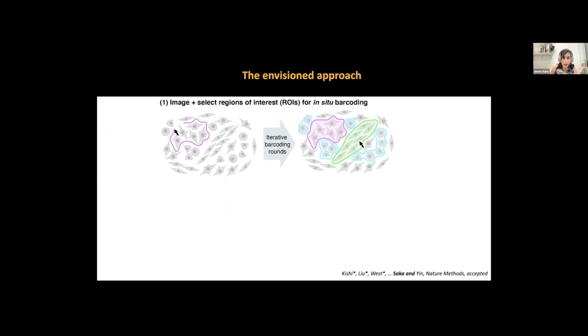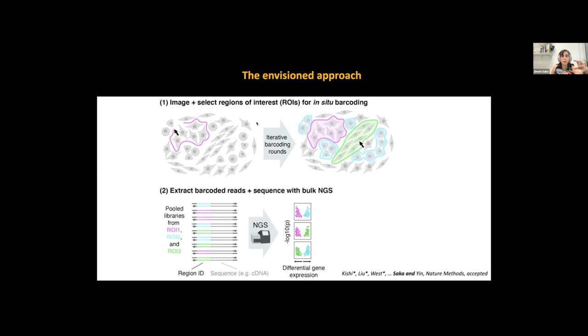So the envisioned approach for this is, we can image the cells and tissues with our favorite microscope, find interesting areas, and then define these ROIs, regions of interest, for in situ barcoding with iterative barcoding rounds, so that later on we can extract the barcoded reads from only these areas or only these subsets of cells, and sequence them with bulk next generation sequencing to know what the different transcriptomic profiles are for each of these locations.